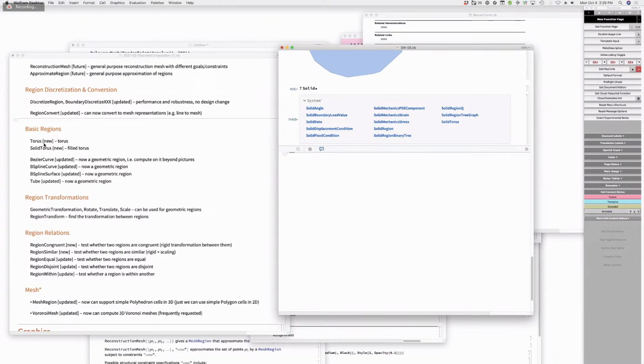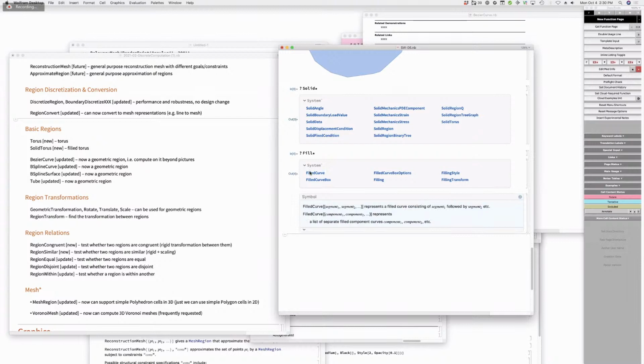Can you run filled star or fill star or something? We have filled curve. A filled curve is very much like this same concept for a filled torus, is it not? Yes.